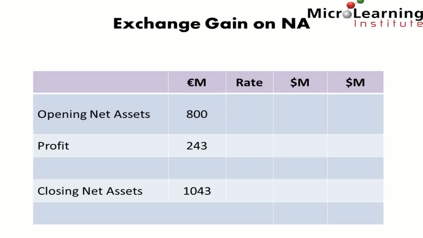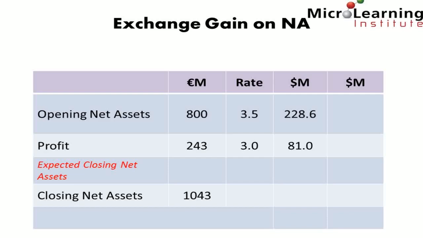Now, applying the rules of IAS 21, we translate the opening assets at the opening rate, and again the question tells us that the rate on the 30th of April 2013 from euros to dollars was 3.5 euros to $1. So therefore the opening net assets of REMA translated to dollars translates to $228.6 million. IAS 21 tells us that we translate the profit figure at the average rate, which again we're told is 3 to 1, so the profit translates to $81 million. So consequently we expect the closing net assets figure to be $309.6 million. That's the sum of the opening net assets plus the profit.